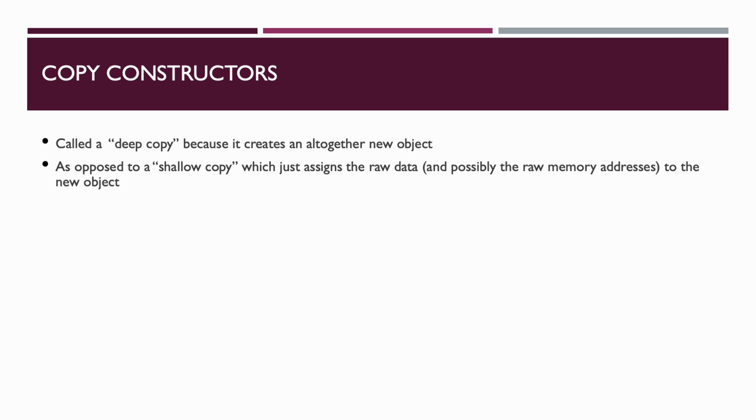In contrast, a shallow copy merely copies the pointer addresses, so both objects end up pointing to the same memory. This can cause issues like double deletion, because when one object is deleted, it invalidates the pointer for both objects.